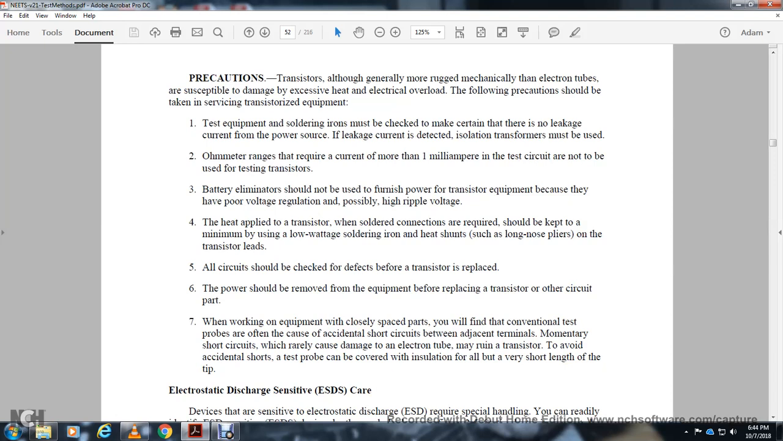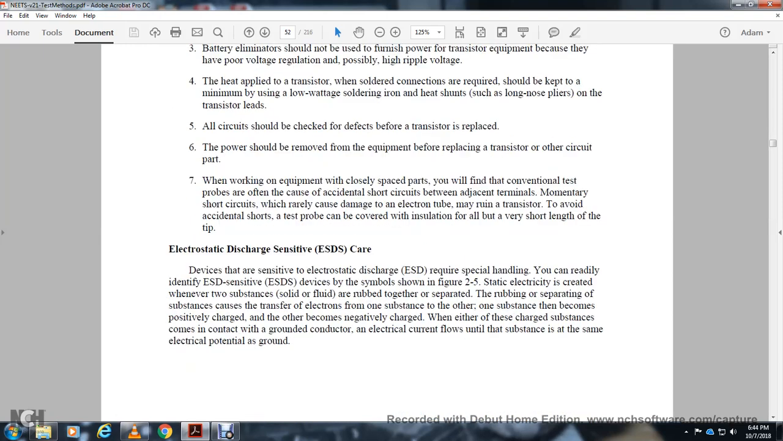When working with closely spaced equipment, you may find that conventional test probes can cause an external short circuit between terminals. A momentary short circuit can rarely damage an electron tube or transistor. To avoid accidental shorts, cover the test probe insulation and build it with a very short exposed length of the tip. Also take care with electrostatic discharge sensitivity.